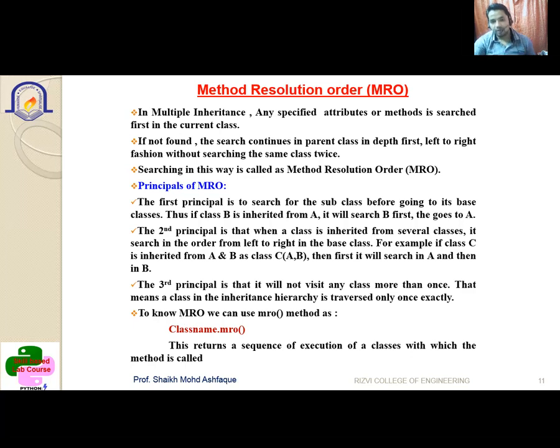So I hope everyone has understood what MRO is. It will first search in the child class, then go to the base classes, following the procedure from left to right, and it will traverse each class exactly once. These are the three principles. At the same time, if you want to know the MRO of any class, you can use the method mro in lowercase letters with open and close round brackets, written along with the class name.